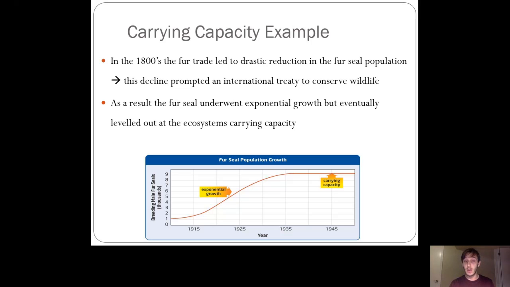And we're not going to see more than 9,000, or it might be a little bit more than 9,000 individuals, because the ecosystem can't support more than that.